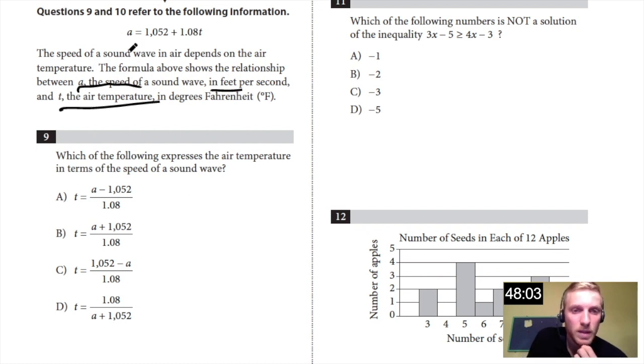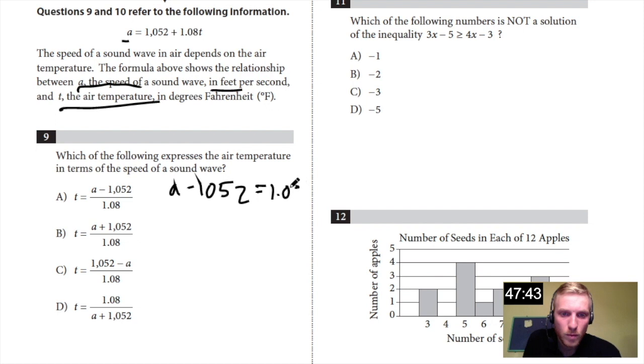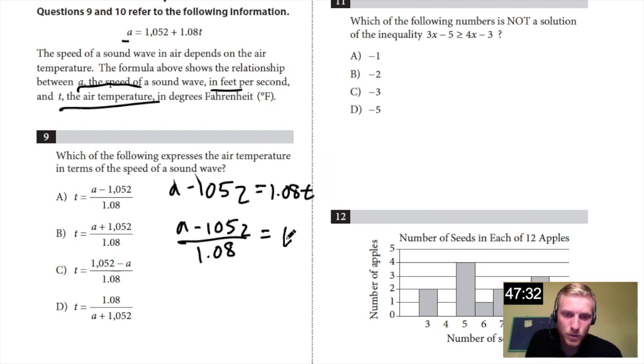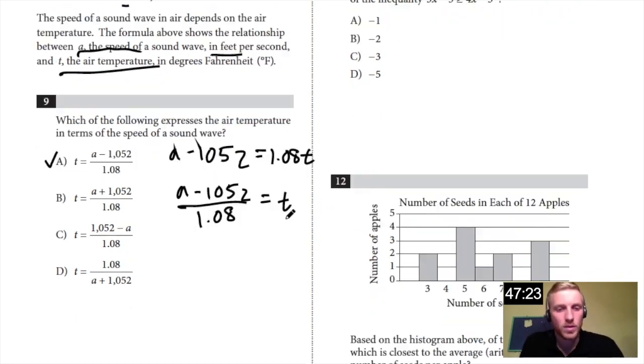So above we have the speed in terms of the air temperature. Now we want to isolate our variable T. The way we can do that is by first subtracting 1052 from both sides of the equation. I didn't write the equation out because I'm trying to save a little bit of time, but we can say A minus 1052 is equal to 1.08t. And then as our next step, I'm just going to divide both sides by 1.08. So A minus 1052 over 1.08 is equal to t. Hopefully that's one of our answers. And it is.